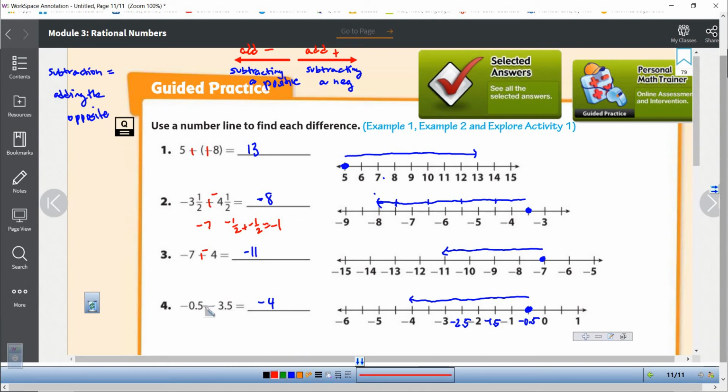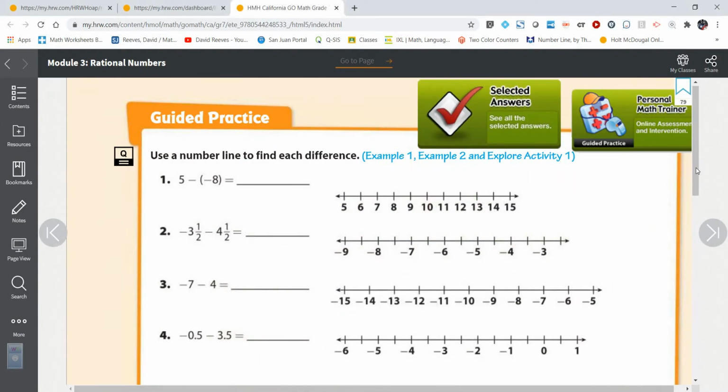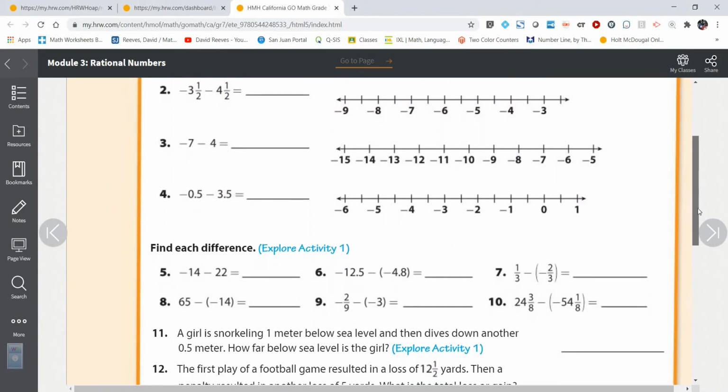We could also look at this as subtracting a positive is the same as adding a negative. So we have negative 0.5, and then I would break this up into negative 3 plus negative 0.5. Why did I do that? Because that one plus that one makes negative 1, and negative 1 plus that negative 3 makes negative 4. All right, so there's some examples of using the number line.